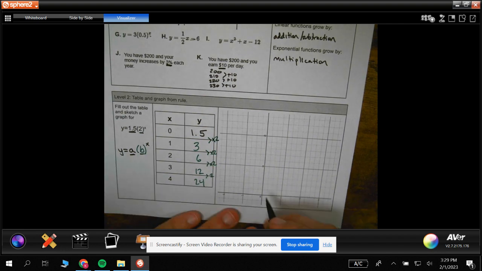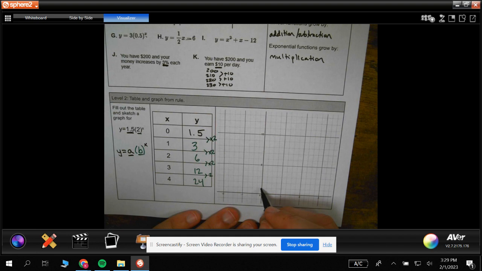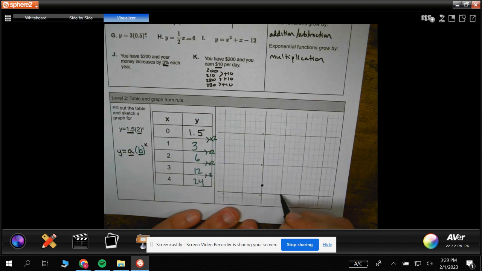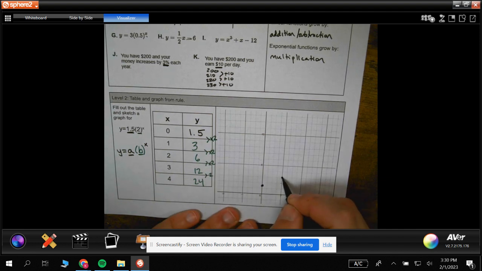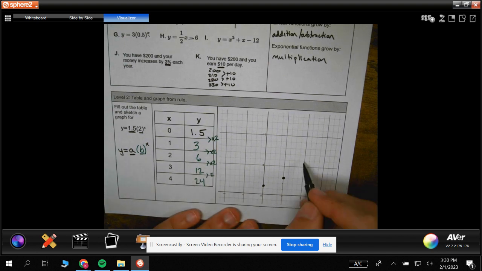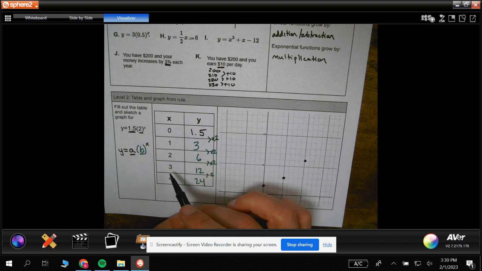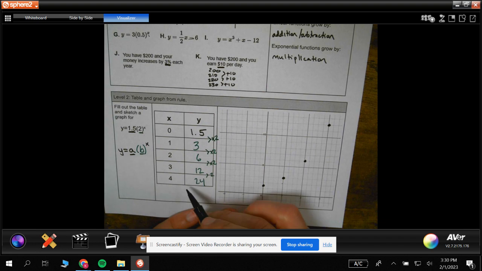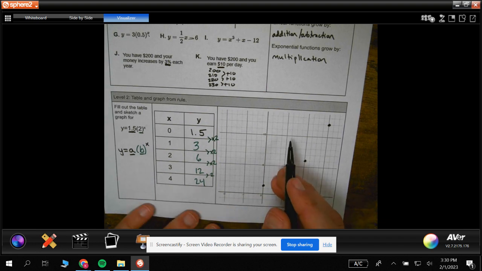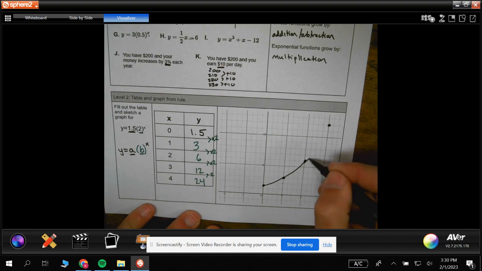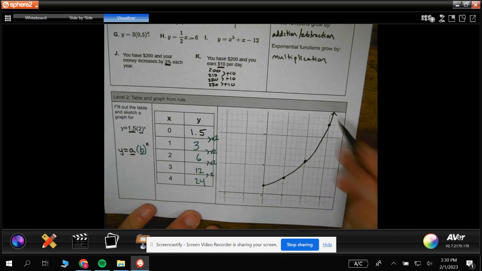So let's start at 0. So I start at 0, go up 1, 1.5. Check your scale. My next point is 1, 3. So I go to 1 on the x and 1, 2, 3 on the y. 2, 6: 2 on the x, 6 on the y. 3, 12: 3 on the x, 12 on the y. 4, 24 doesn't fit, so I don't graph it. So I'm going to graph this part right here. Connect the dots. There's that exponential growth curve we're looking for.